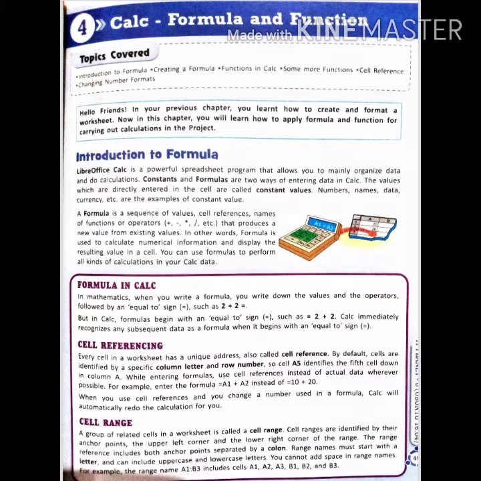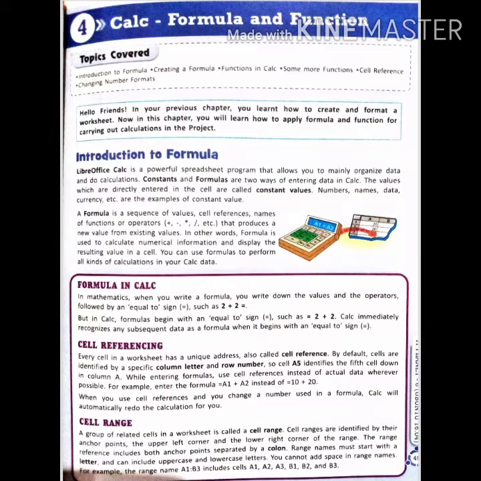Constants and formulas are two ways of entering data in Calc. The values which are directly entered in the cell are called constant values. Numbers, names, dates, currency, etc. are the examples of constant value.